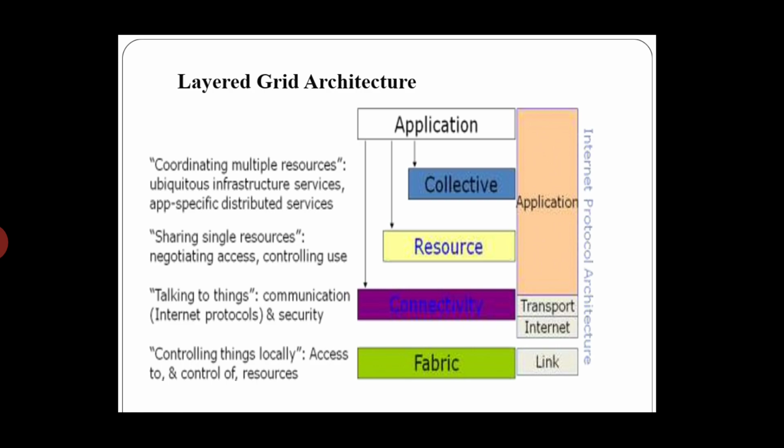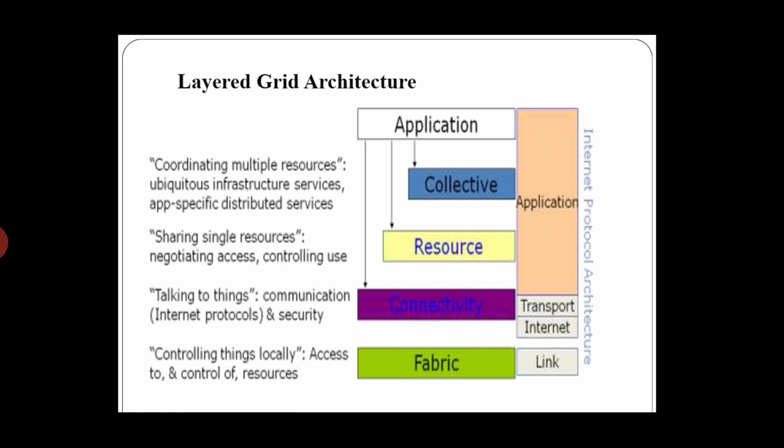Coming to the resource layer, it is made up of actual resources that are part of the grid, such as computers, storage systems and electronic data catalogs, and even sensors such as telescopes or other instruments which can be connected directly to the network. Sharing single resources, negotiating access, and controlling use. Talking to things is nothing but communication, in the sense of Internet protocols and security, that is connectivity. Controlling things locally means access to and control of resources.